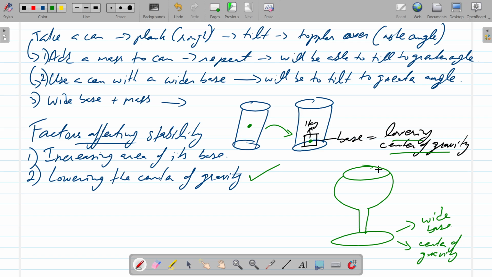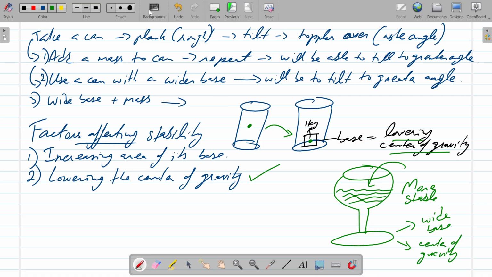You probably wouldn't have these glasses at home. If you want, you can go to a restaurant or a hotel and try it out, and say, oops, it broke. But obviously, if you add a liquid in here, that is adding to the mass, and that will actually make it more stable.